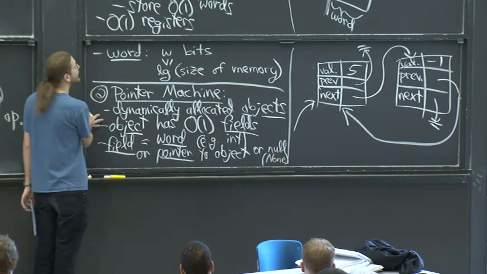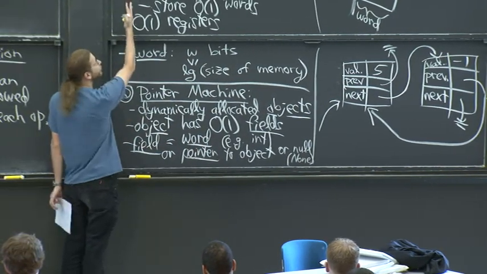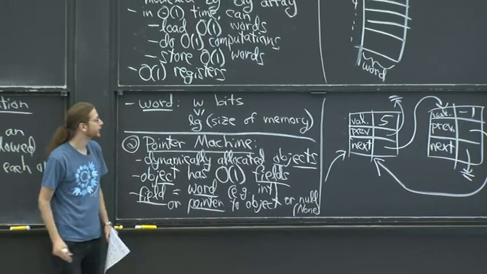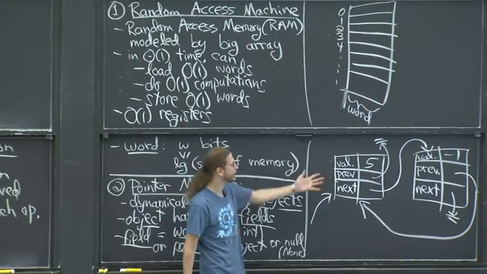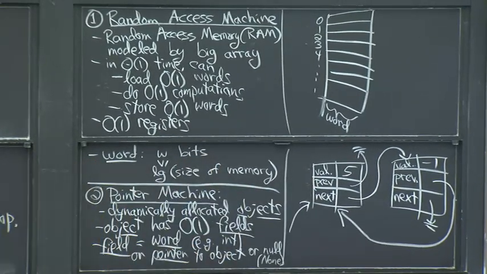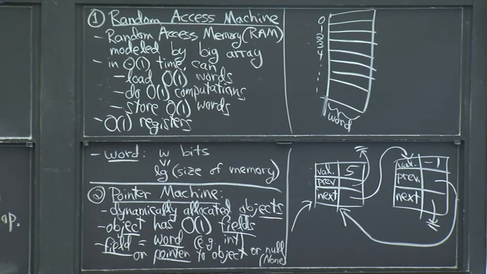So it's actually a weaker model than this one because you can implement a pointer machine with the random access machine. Okay, but it offers a different way of thinking. A lot of data structures are built this way. Cool. So that's the theory side.